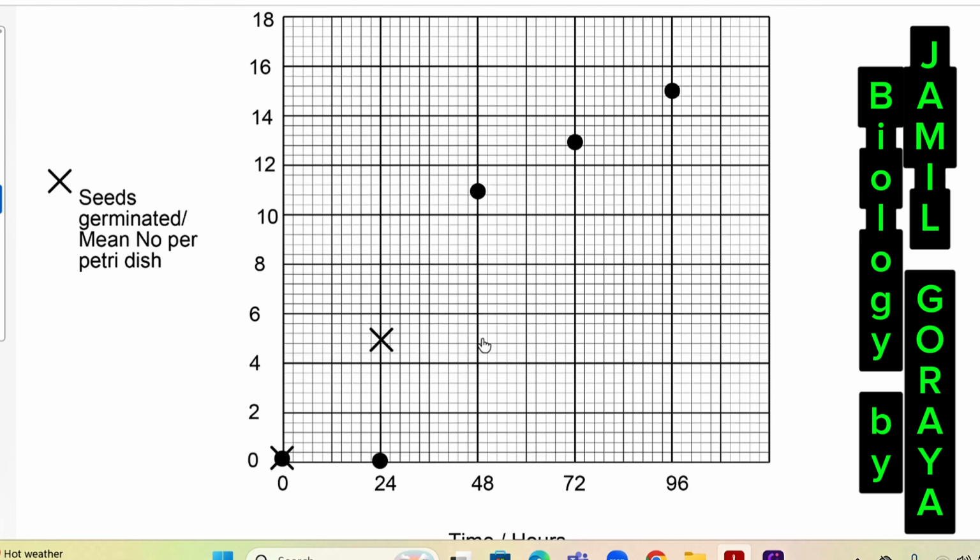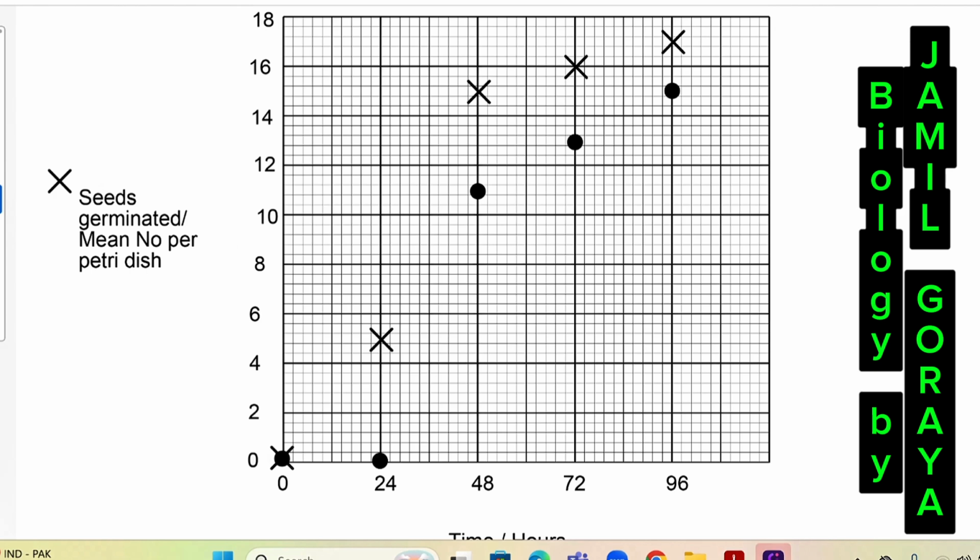So at 48, it will be 15 here. Then it is 16. It will be here. And last one is 17. That will be here. So by plotting these, we will get next 2 marks. And the last step is joining all the dots or all the crosses with each other by straight line.